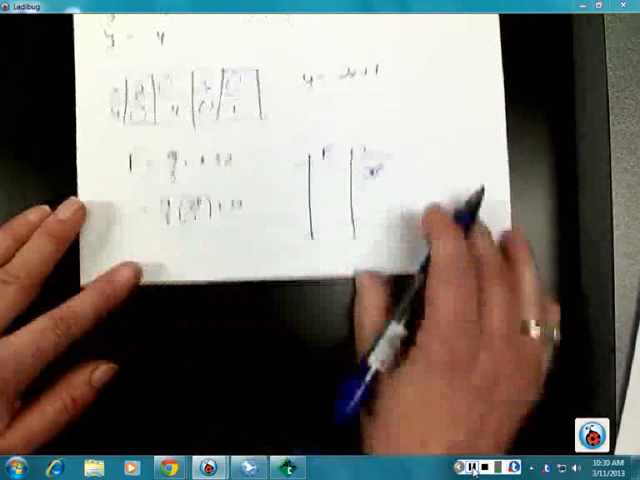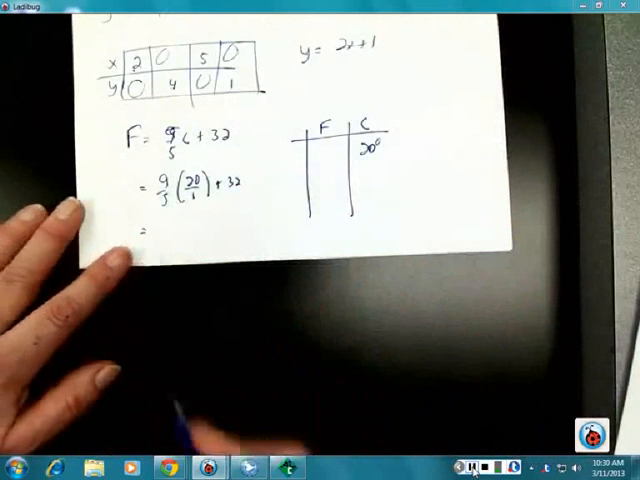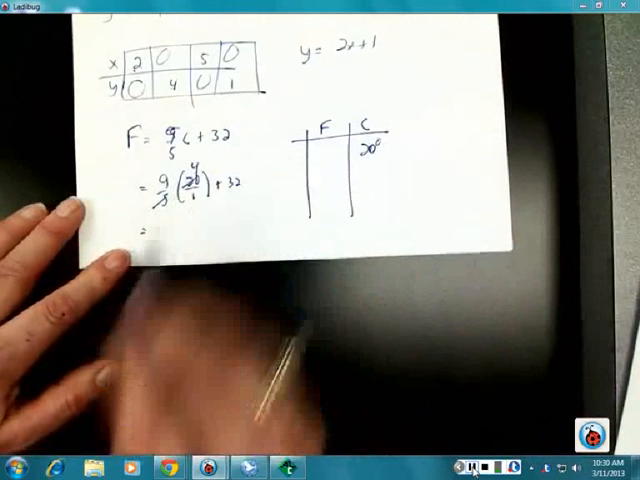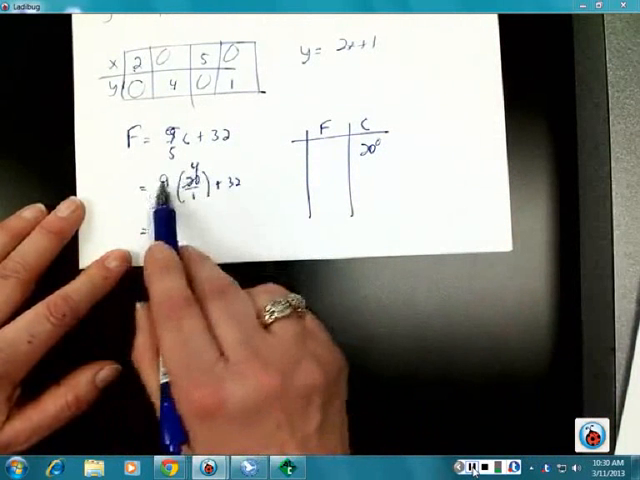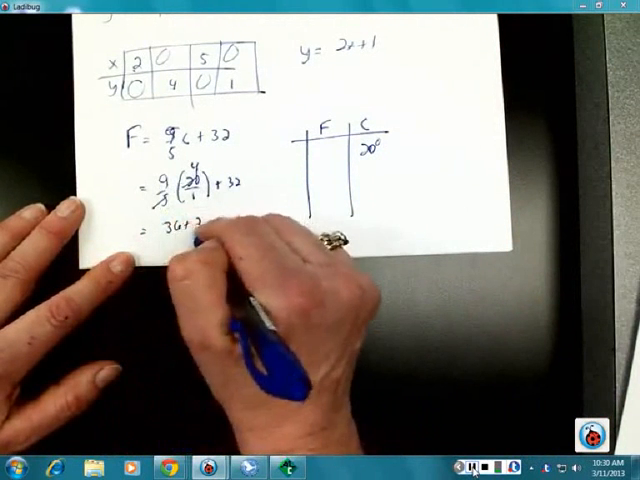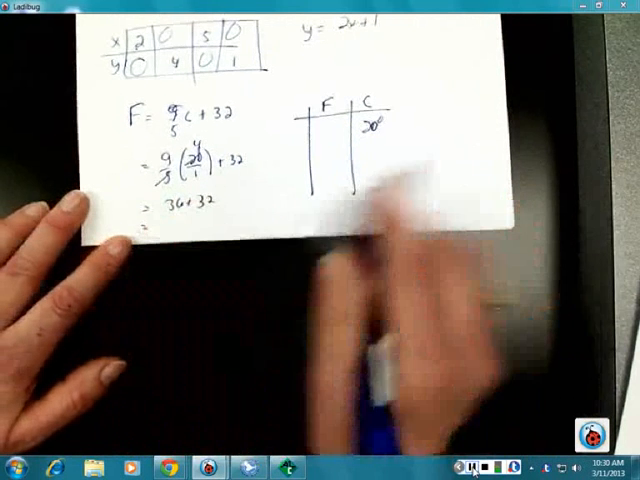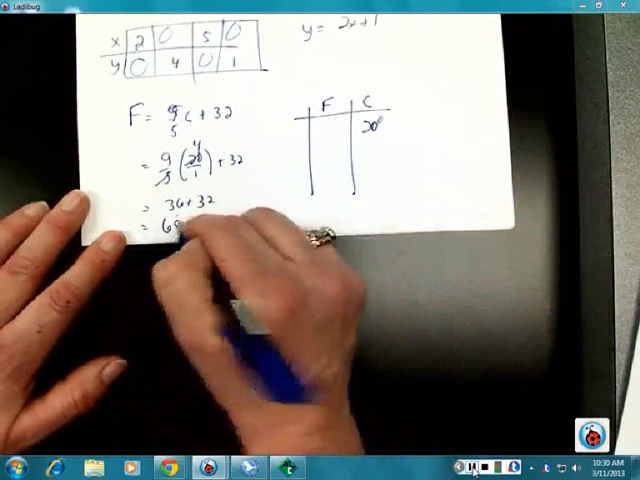What would be my new Fahrenheit temperature? So 5 goes into 20, 4 times 9 is 36. 36 plus 32 is 68 degrees.